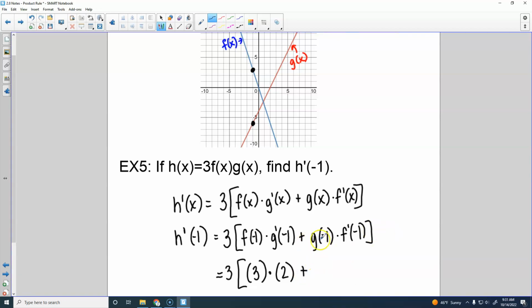All right, then we've got g of negative 1. This is just the y coordinate at x equals negative 1 on g. And so that's going to be negative 6. And then f prime of negative 1, that's not a y coordinate, f prime, derivatives are always slope of the tangent line, or in this particular case they are lines, so slope of the line. So what is our slope of f of x? It is going to be what? Negative 3.